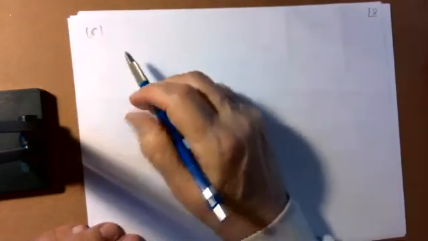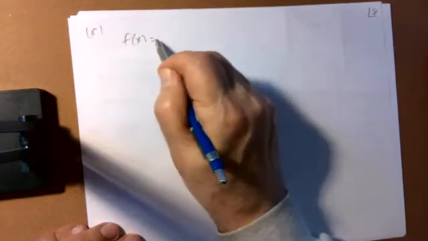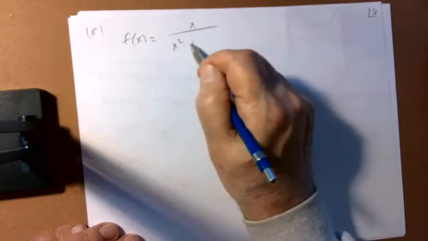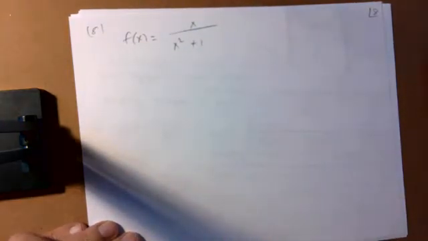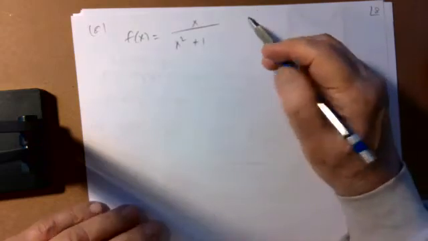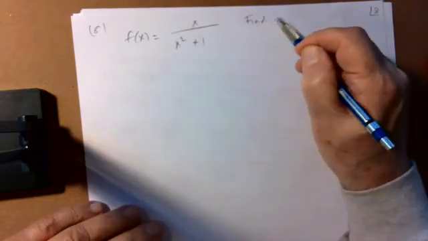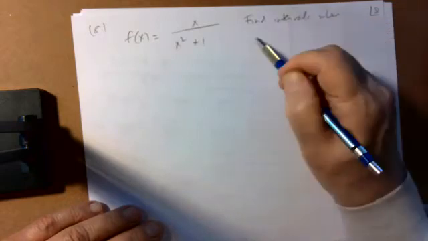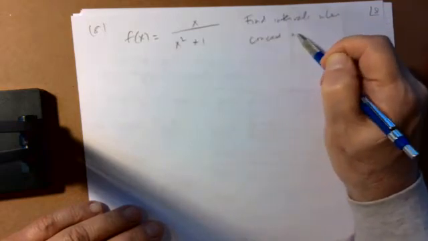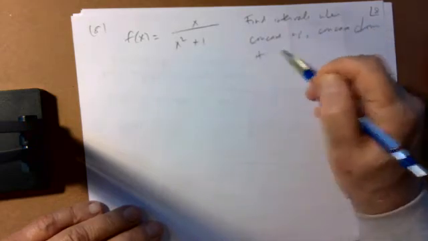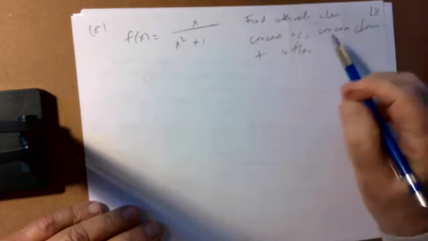So problem 8, we have the function f of x equals 4 over x squared plus 1. And we want to find where this function is concave up, where it is concave down, and where it has inflection points. So we want to find the intervals where the function is concave up and concave down. And we want to find the inflection points.